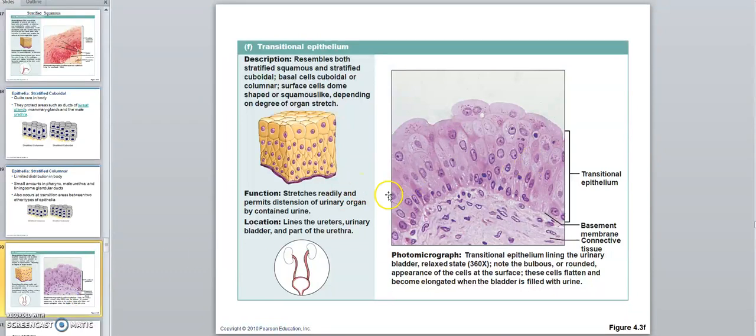Transitional epithelium, stretch. These cells are more rounded, but when you start pulling on them, they start getting flatter. They're pretty much always stratified. That's why we don't see anything. The transitional is always stratified, so you never really see anything about that because there's no simple or stratified. They always have several stacks.